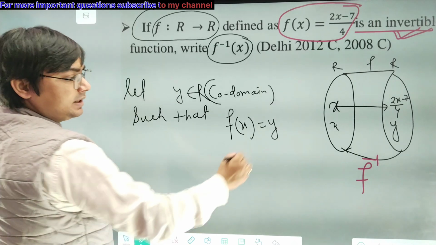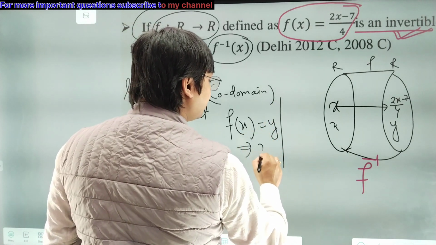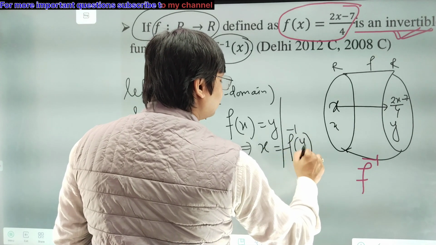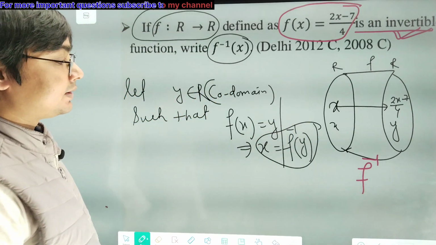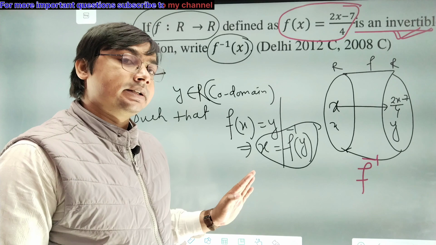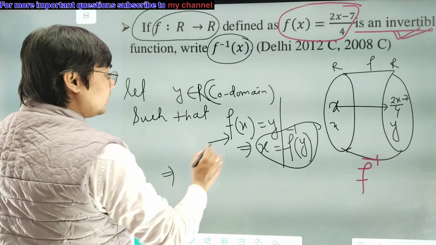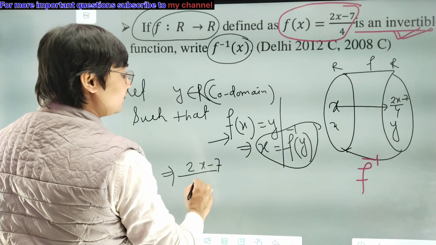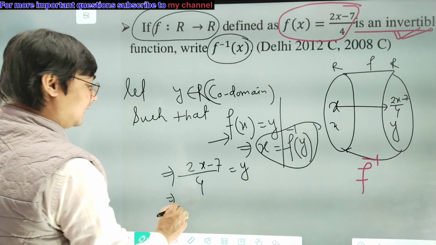From here, you see f of x is equal to y. So f inverse of y will be x here. Now you put the value of f of x. What is f of x here? This is (2x minus 7) by 4, and this is equal to y. So you find the value of x here.